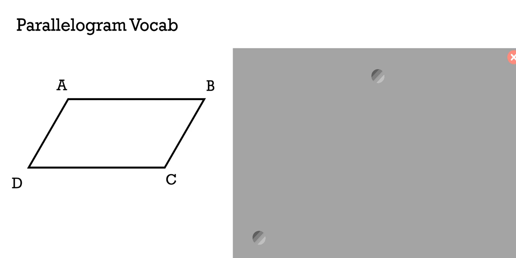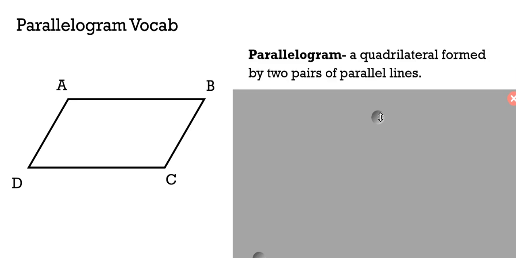The first named quadrilateral that we are going to be looking at is the parallelogram. And the parallelogram is a pretty straightforward idea. It is basically a quadrilateral formed by two pairs of parallel lines.